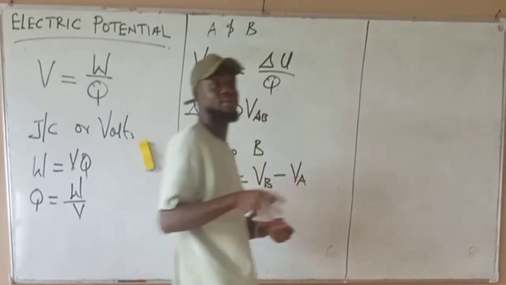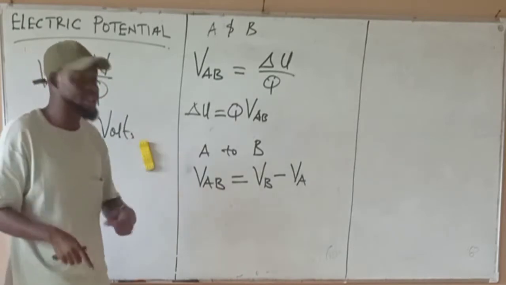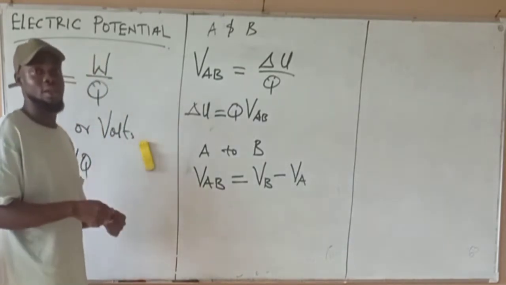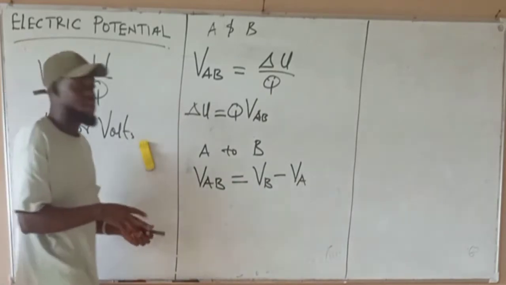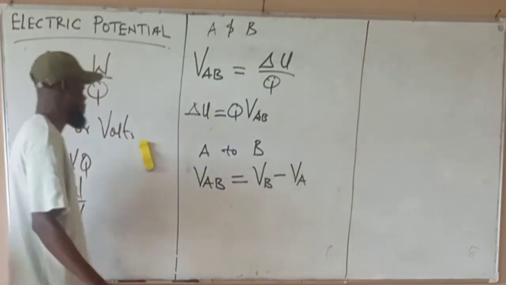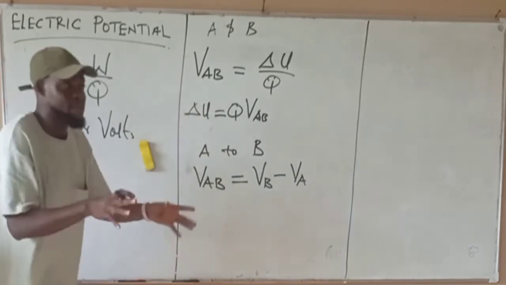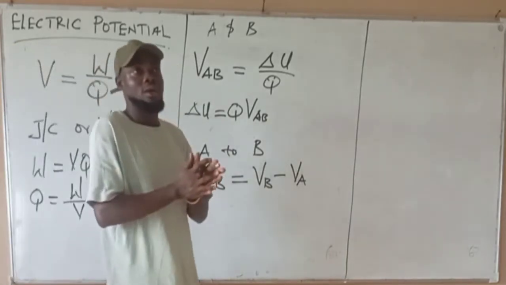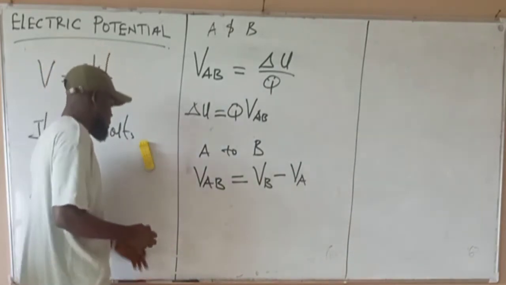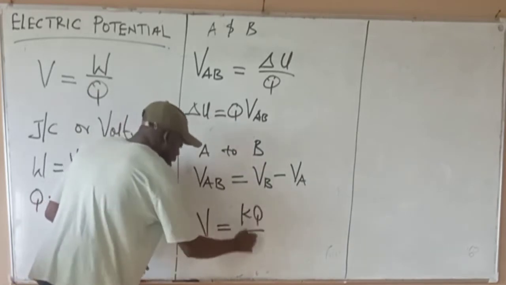On calculating the electric potential due to a point charge. Remember, we did a point charge in electric field. A point charge is just like a single charge present anywhere in space. On calculating the electric potential due to a point charge, V will be equal to KQ over R.